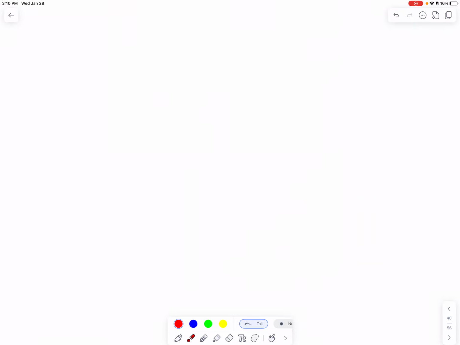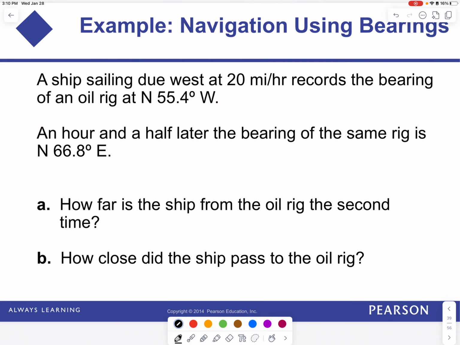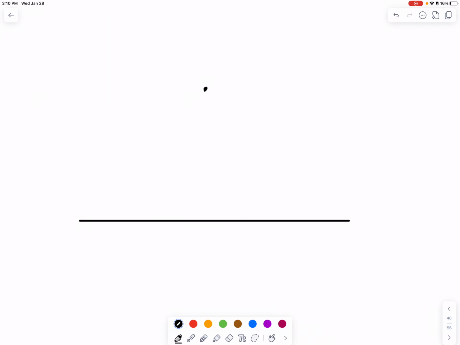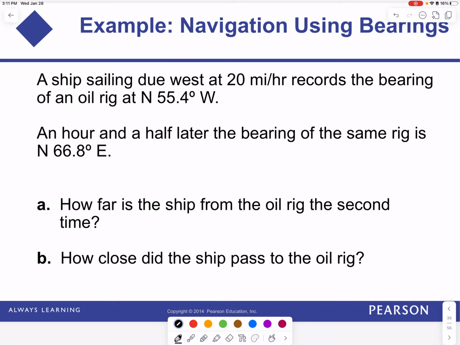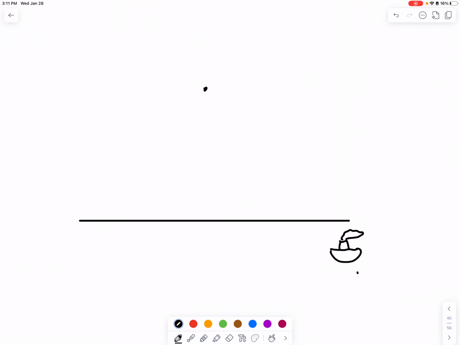Okay. So we have our oil rig here, right? We have our baseline where the ship is sailing. Okay. So we have our due north. Let me think. Now that first reading, so the ship is here, right? So our boat, I'm just going to do something like this. It's heading due west at 20 miles per hour. So it's heading in this direction at 20 miles per hour, right?